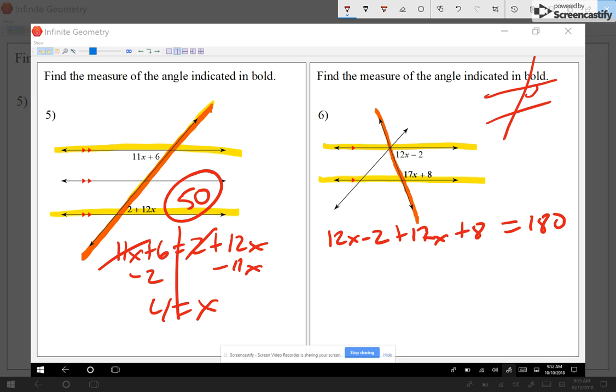So, like, let's say I was talking about these two angles right here. Those are corresponding, so they equal each other. Now here, they're both in between on the same side. So same side interior, they add up to 180.